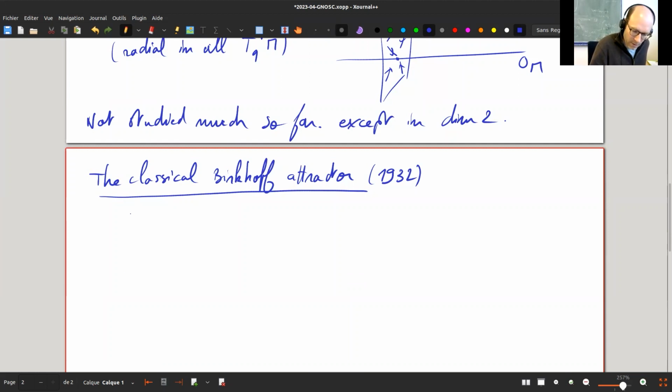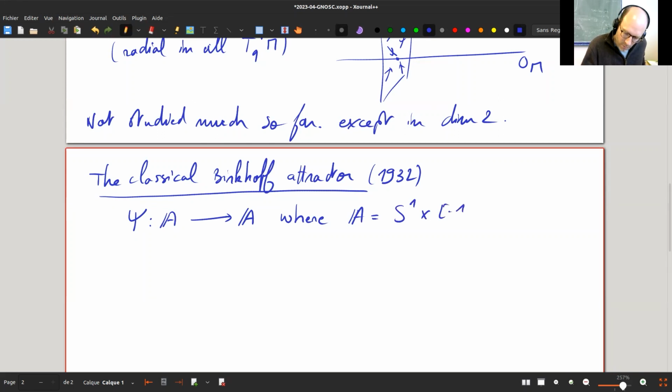Okay. So in that case we have psi, which is a diffeomorphism from A to A. In fact, it could also be a homeomorphism, but let's say diffeomorphism for simplicity, where A is the compact annulus, S1 cross [-1, 1], and we can see it as being included in T star S1. Okay, so it's a compact part in T star S1. And we assume, so here in dimension 2, so we can assume that A is non-constant.